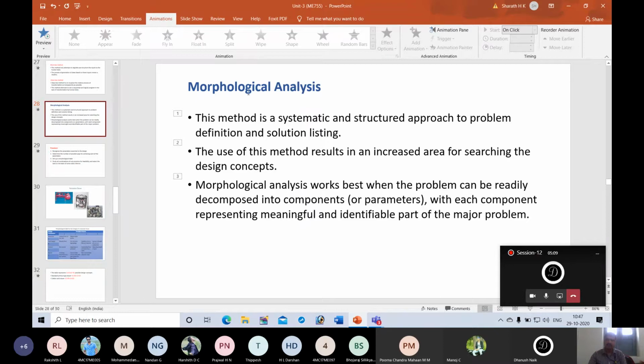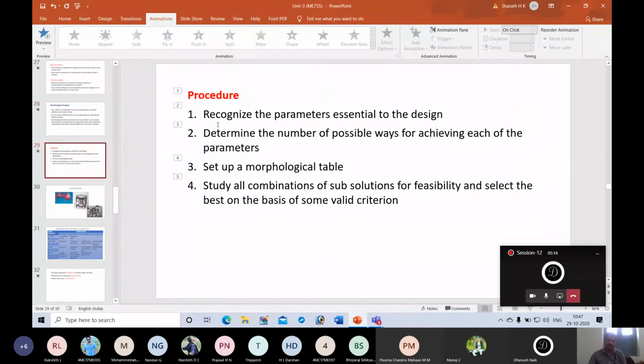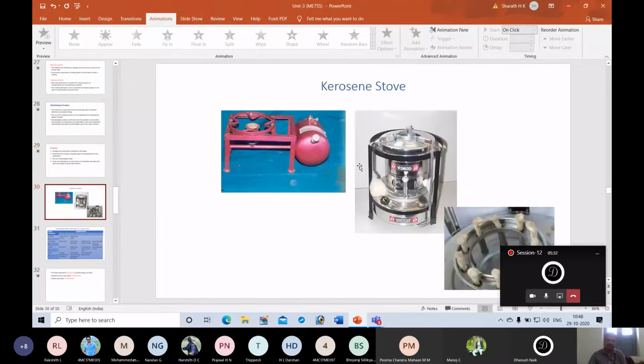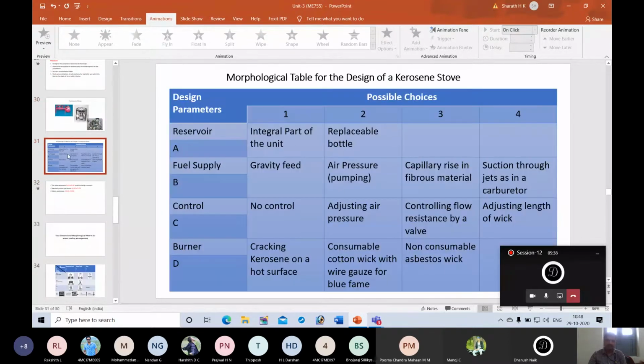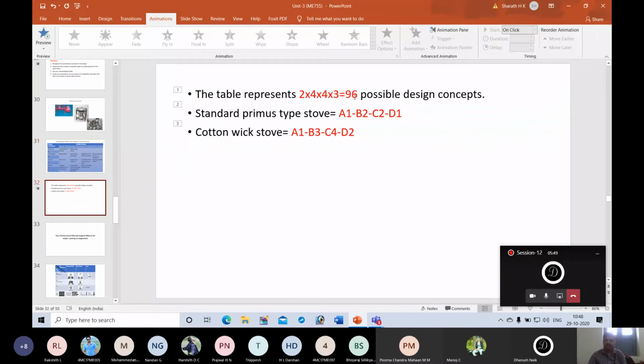Then after that you have to construct a morphological table. That is the second step. So we discussed: first recognize the parameters, then determine the number of possible ways, then set up the morphological table, then study all combinations of solutions for feasibility and select the best on the basis of some valid criterion. We discussed morphological analysis by considering a kerosene stove in the previous class, and we know how many solutions are summarized in this table: 2 into 4 into 4 into 3, totally 96 solutions.